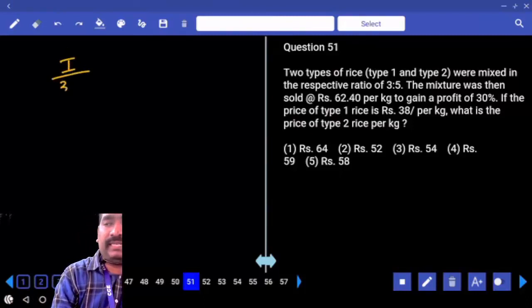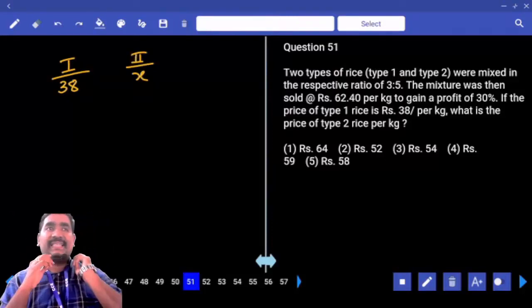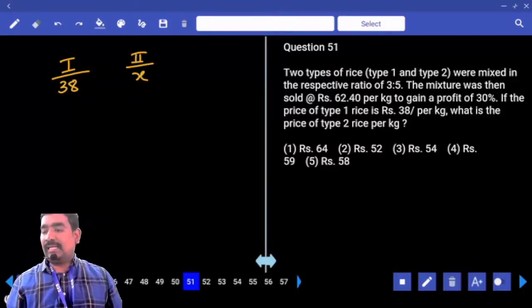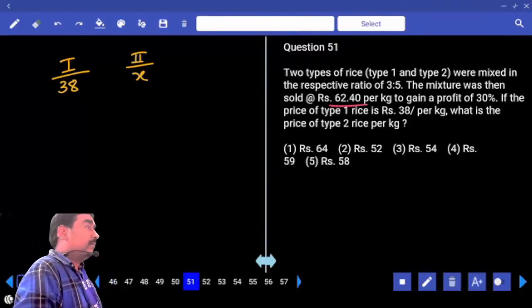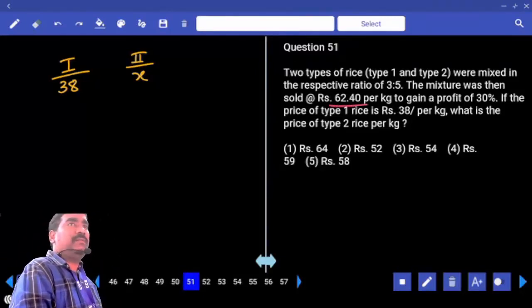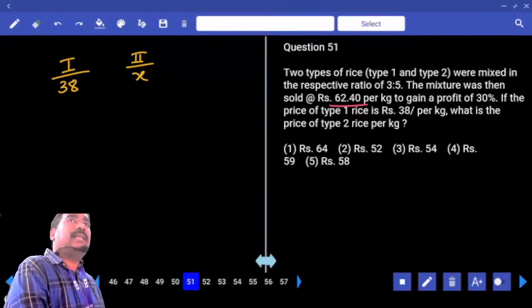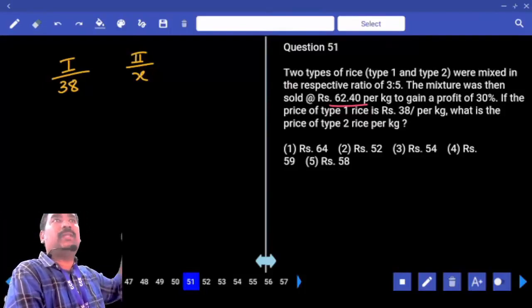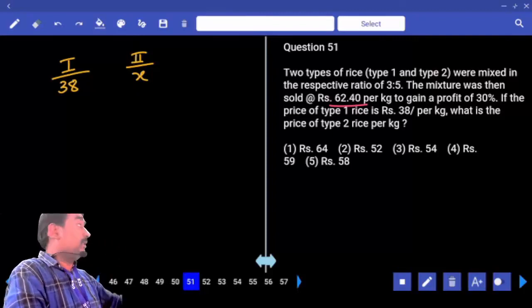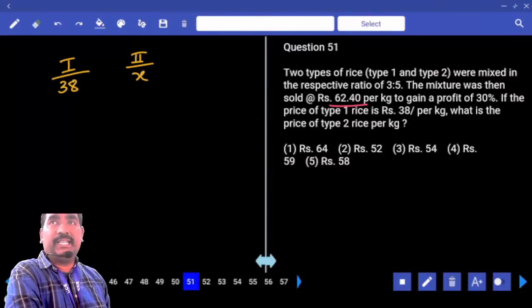Type 1 rice is 38 rupees. Type 2 rice we don't know, take it as X rupees. And the mixture selling price is given as 62.4. But 38 is the cost price of the first quantity, and X rupees is also the cost price of the second type. So we need to consider the cost price of the mixture only. All three variables should be in the same units. Then only we can apply the alligation rule.